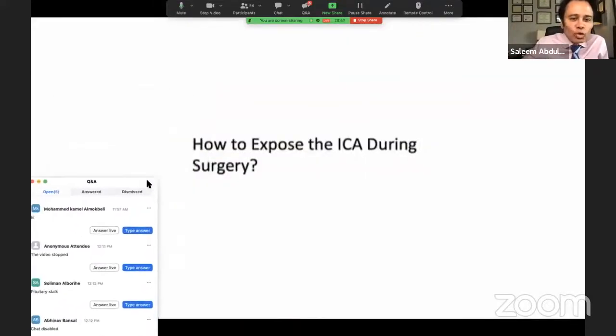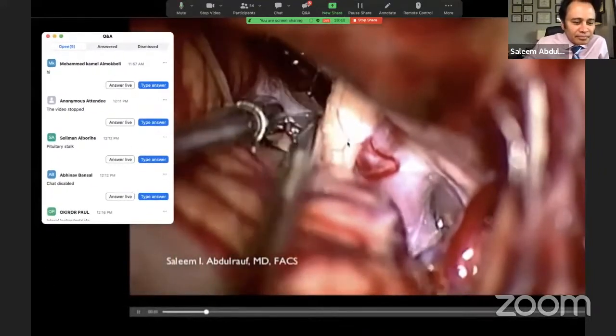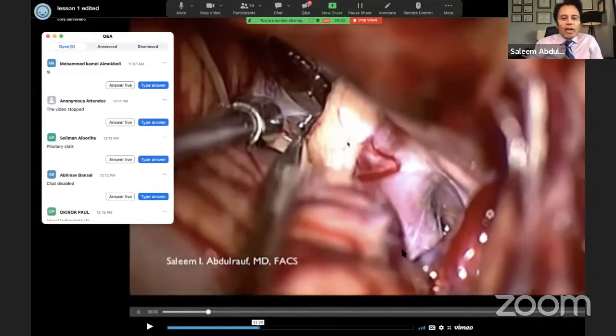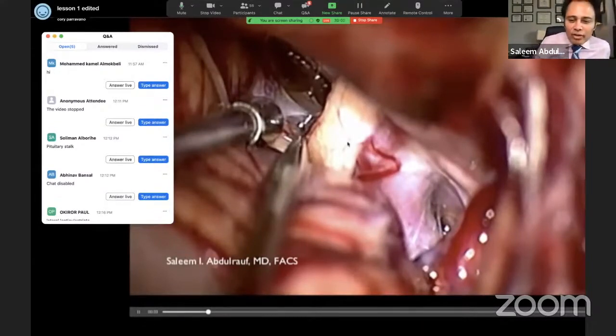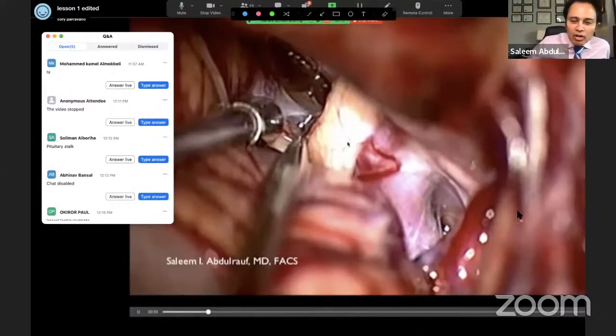Okay, so how do we expose the internal carotid artery in surgery? I would like to take you through an actual surgical case. Now let's talk about real surgery, okay? We've talked enough anatomy, now we're going to talk surgery. We're coming in from the right side through the right sylvian fissure, like we showed you, the pterional craniotomy. That means this is our right temporal lobe. This is our right frontal lobe, okay? This space in between is our sylvian fissure.